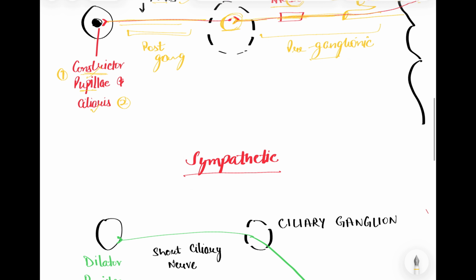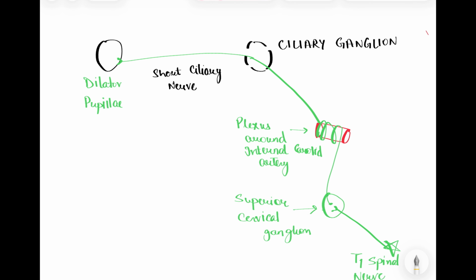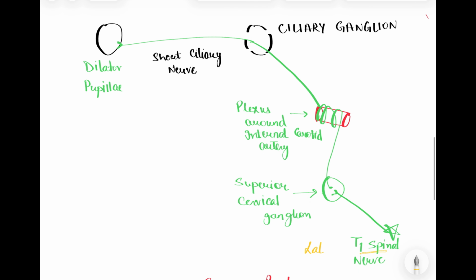Now talking of the sympathetic root. The sympathetic root starts from the T1 spinal nerve, which is basically the lateral horn of T1 spinal nerve. This fiber will go upwards into the superior cervical ganglia, which is in the neck region. So it will go over there, relay over there, and the postganglionic fibers will start from the superior cervical ganglia.